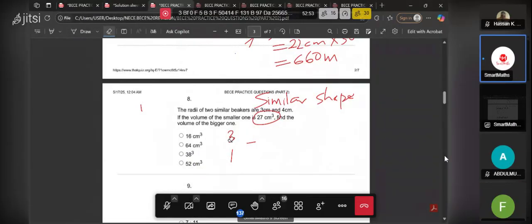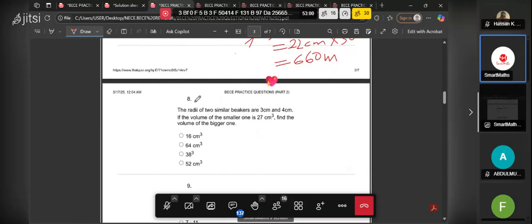So this is similar shape. This is what we call volume of similar shape. All right. Volume of similar shape.